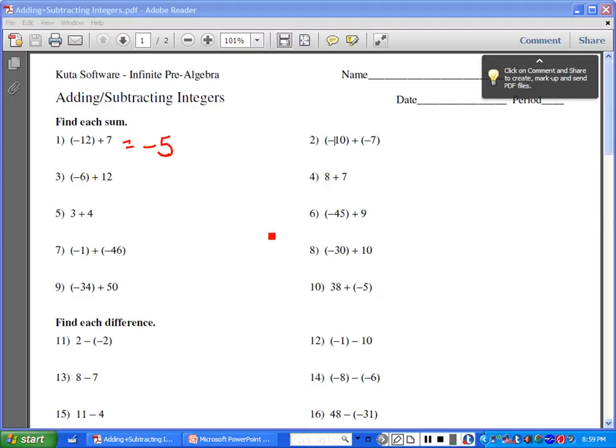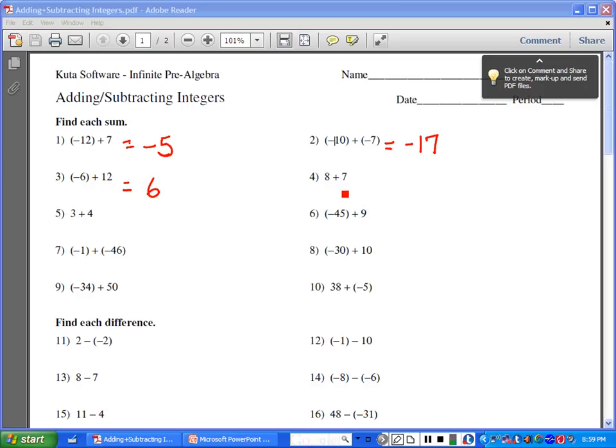Number 2, we already established that that was negative 17 because we have the same sign here, so we add the two numbers and keep the sign. Number 3, negative 6 plus 12. Different signs, do the difference. It's going to be 6, but we're going to take the sign of the highest number, which is positive. 12 is positive here, so our answer is positive.